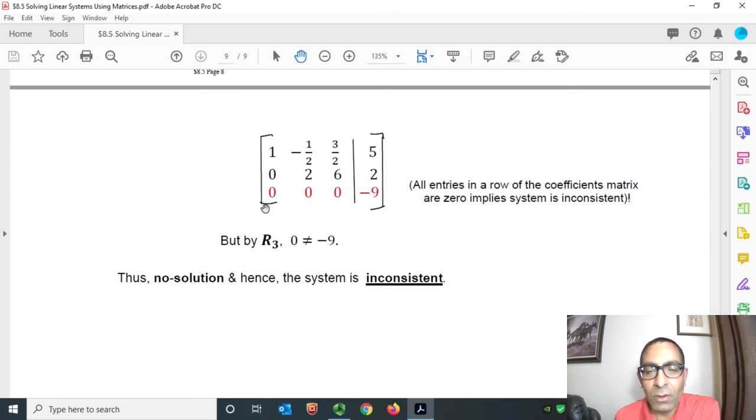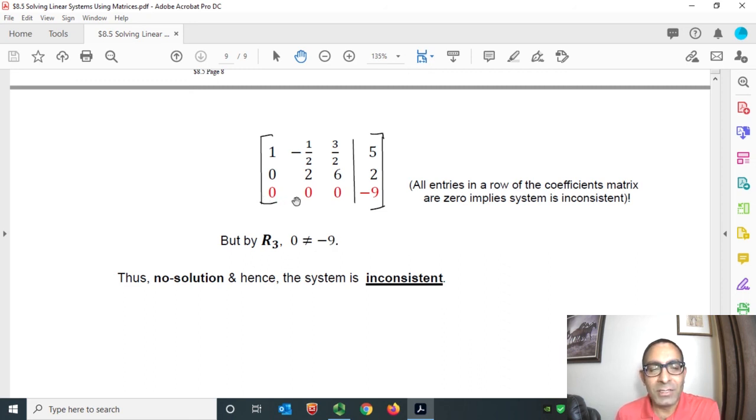Oh, we have all entries in the coefficient matrix here as zeros. So that means the system is inconsistent because in row 3, this 0 is not equal to -9. So that means no solution. Hence the system is inconsistent. I hope this makes sense to you all.